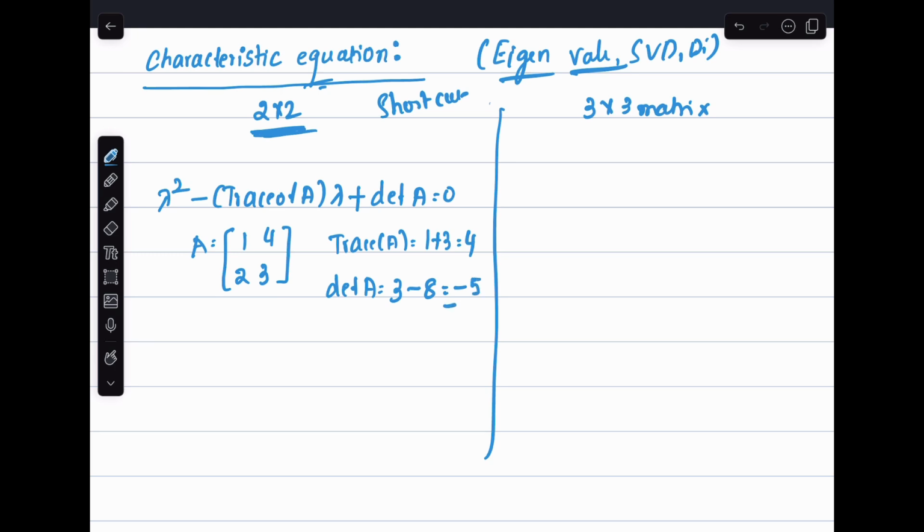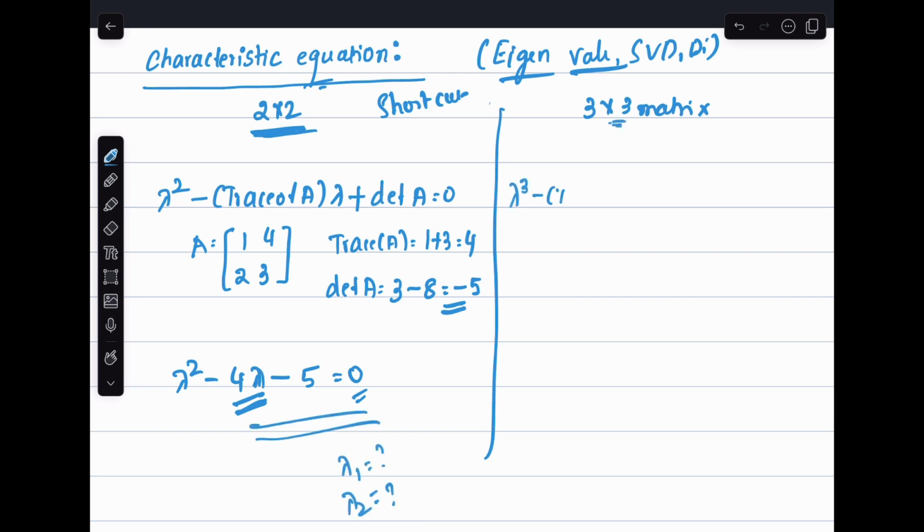Now we have all the unknowns, let me substitute back. So lambda square minus 4 lambda, plus minus 5, is equal to 0. We all know how to factorize this, we have been taught in school, or you can use your scientific calculator to get the values of lambda 1 and lambda 2. So we got the characteristic equation.